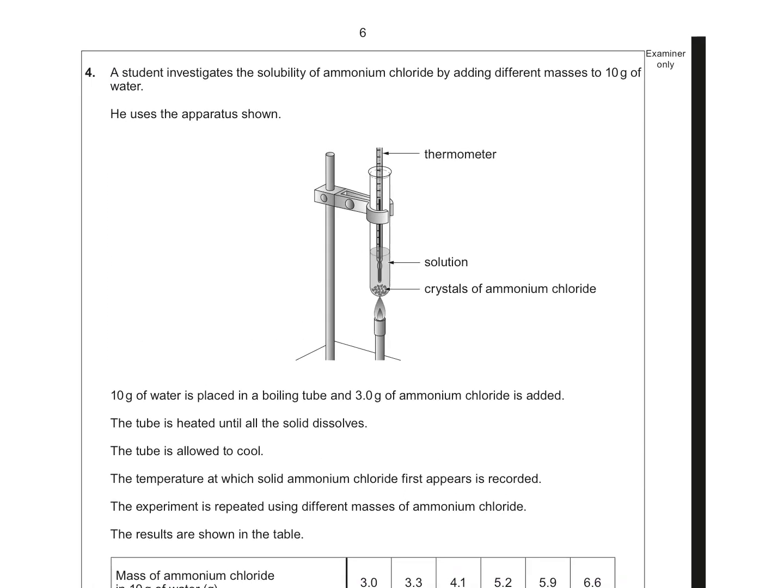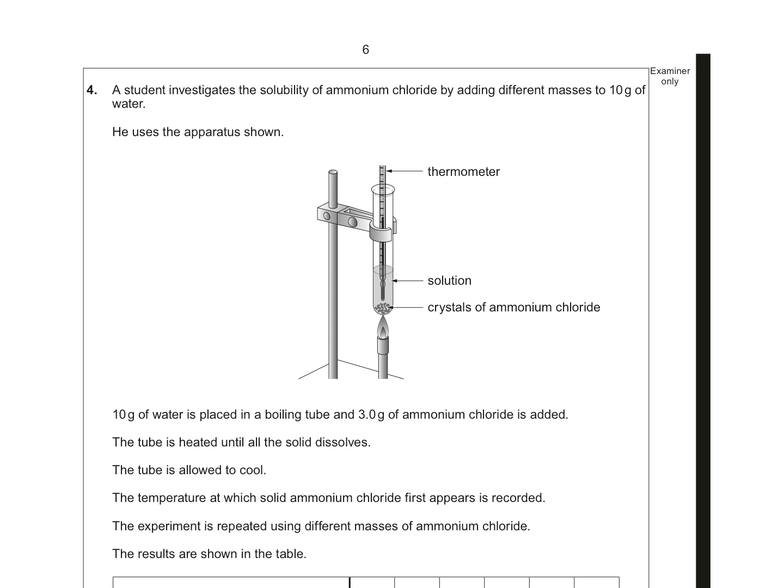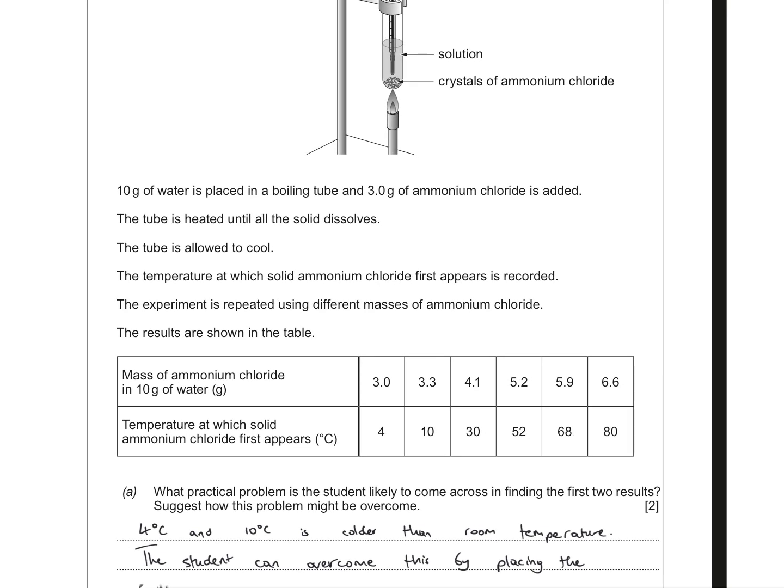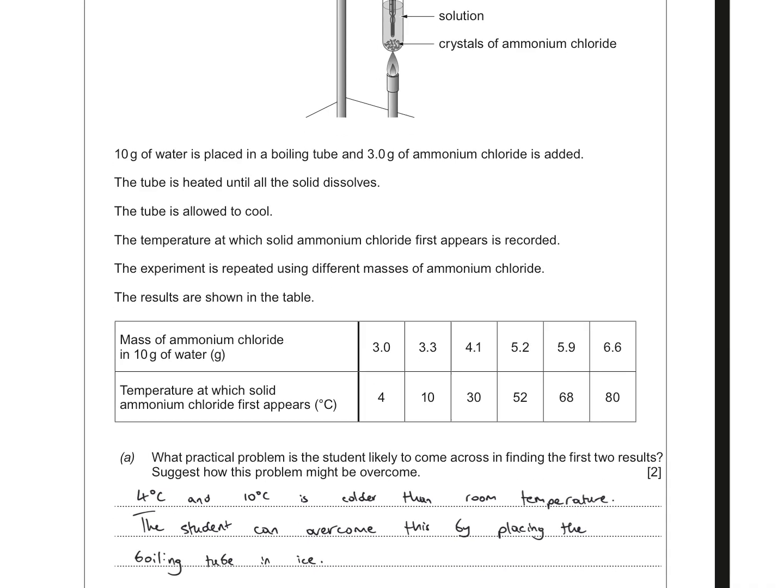A student investigates the solubility of ammonium chloride by adding different masses to 10 grams of water. He uses the apparatus shown. 10 grams of water is placed in a boiling tube and 3 grams of ammonium chloride is added. The tube is heated until all the solid dissolves. The tube is allowed to cool. The temperature at which solid ammonium chloride first appears is recorded. We then repeat the experiment using different masses of ammonium chloride, and the results are shown in the table.